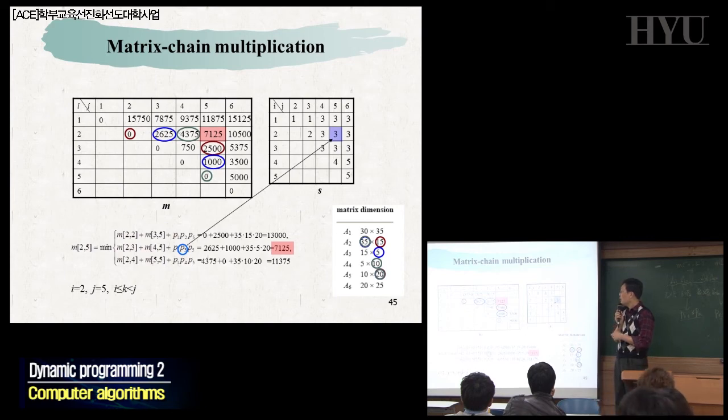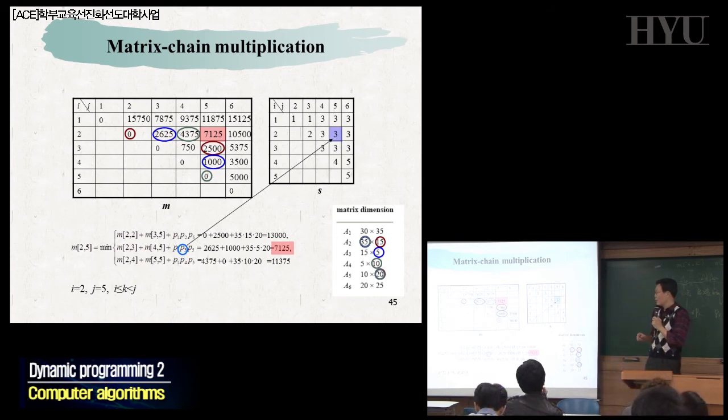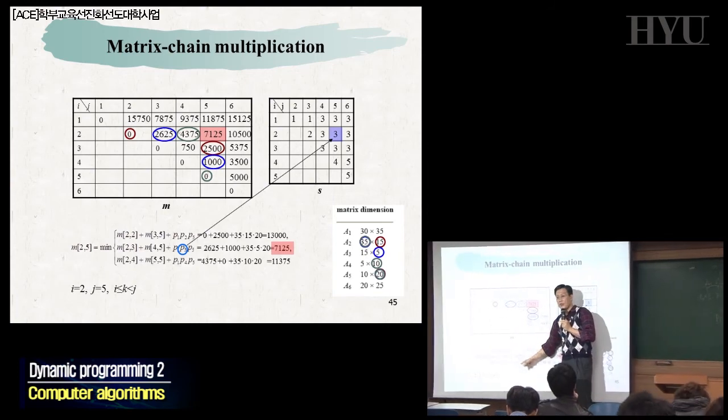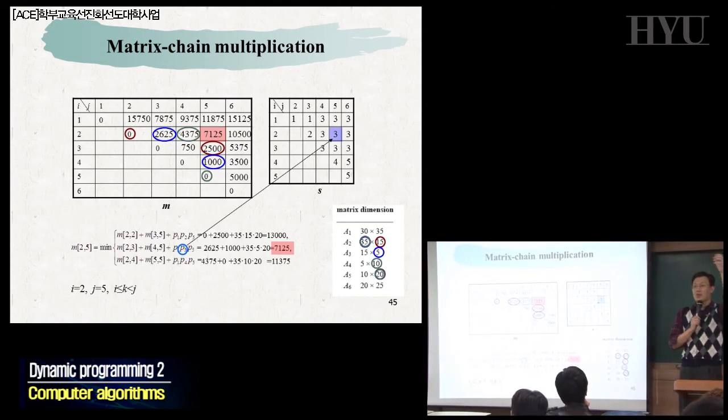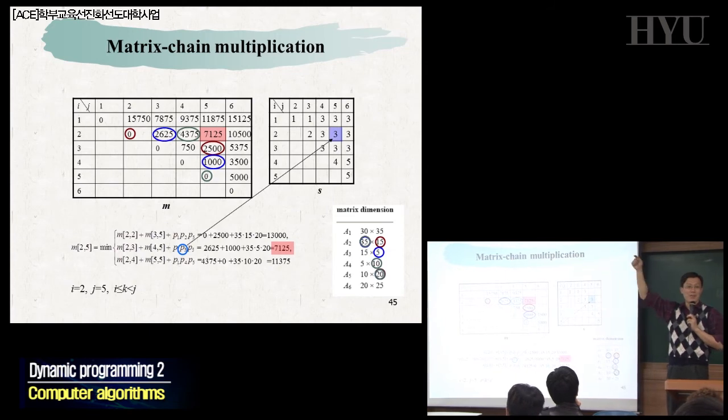We maintain another table S, and we store 3 here. S2, 5, we store 3. What's the meaning of this? This means we store which one of these is the minimum. So later we have to trace back.